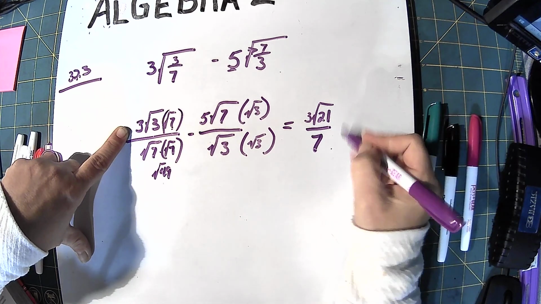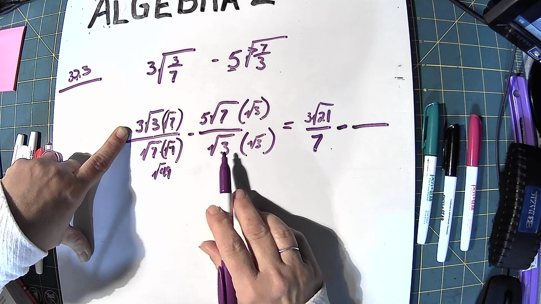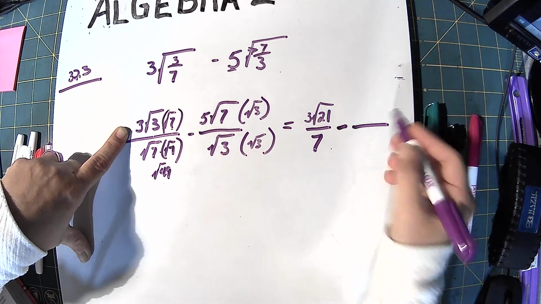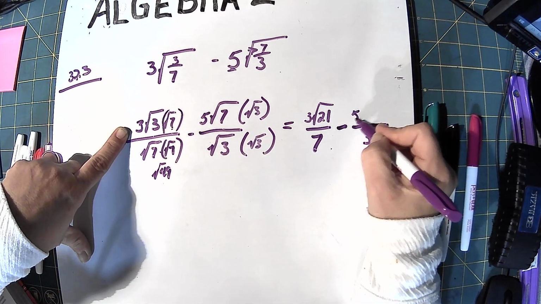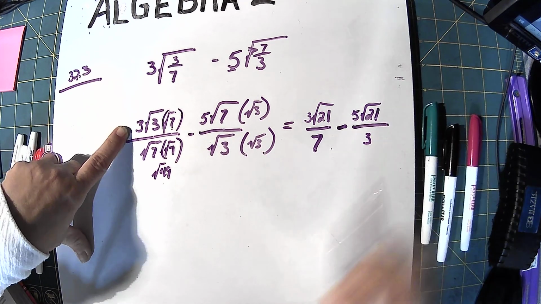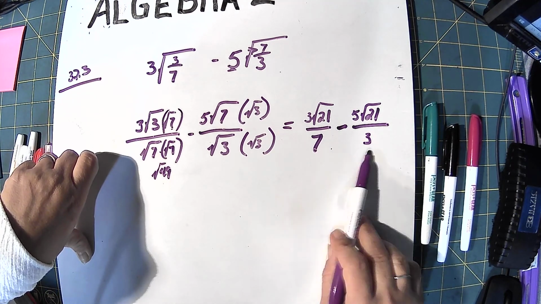Okay? Then I'm going to subtract. And then this fraction, this will be square root of 3 times 3 is 9. Square root of 9 is just plain old 3. And then 3 times 7 is 21. So I got 5 times the square root of 21. Okay, I still cannot subtract these because I got to get my denominators the same.